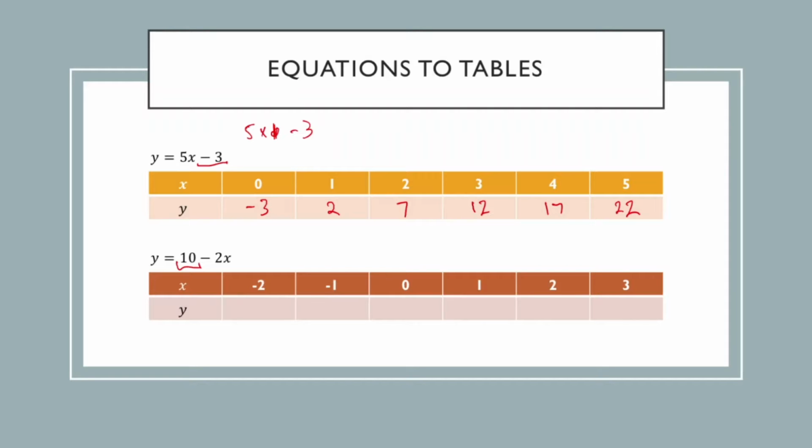This one doesn't really matter which way comes first. 10 minus 2 times minus 2, which ends up being plus. You can use your calculator, so it doesn't really matter.